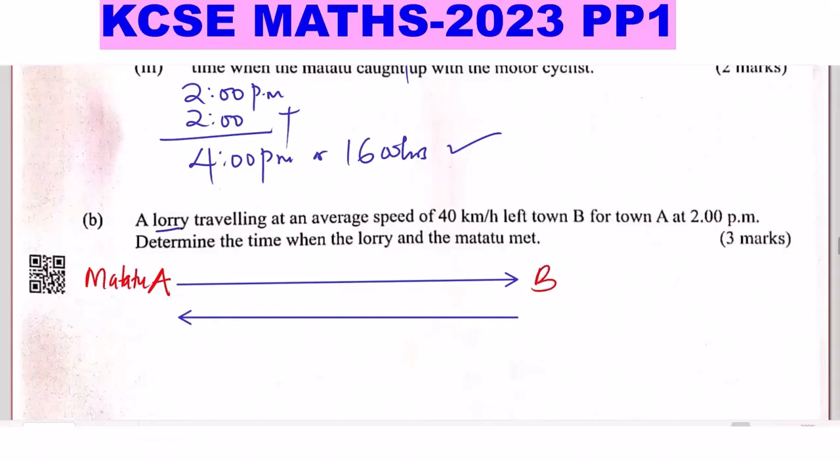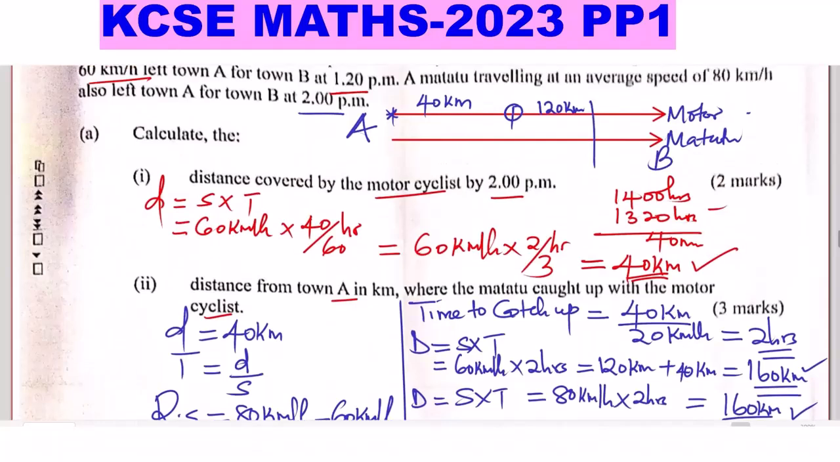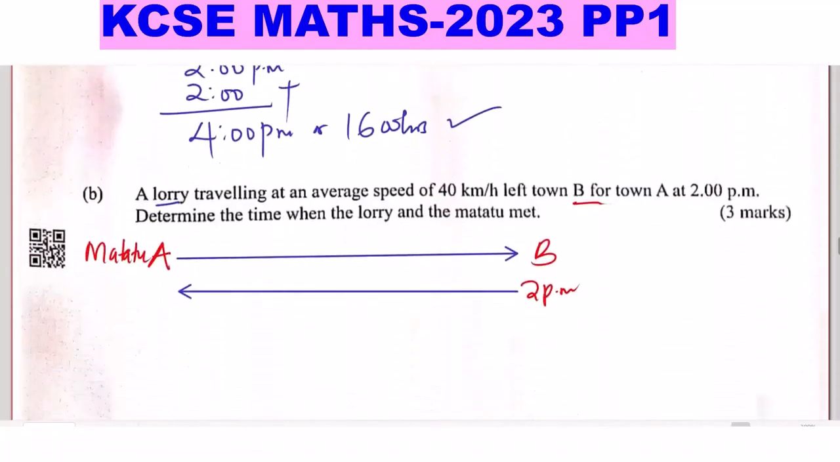Then the lorry left town B to A, so it is moving in that direction at 2 p.m. And the matatu, as we noted in the first part, left at 2 p.m. as well. So they left at the same time. So determine the time when the lorry and the matatu met. How do we get this? To get the time, we need to get the distance divided by the speed.